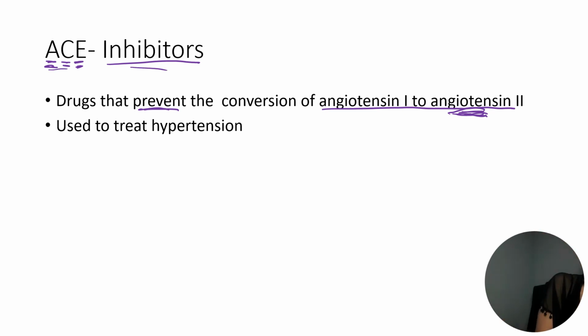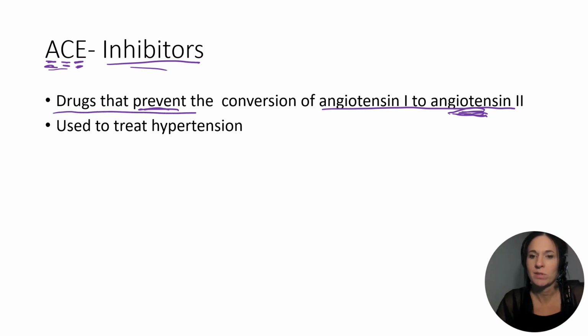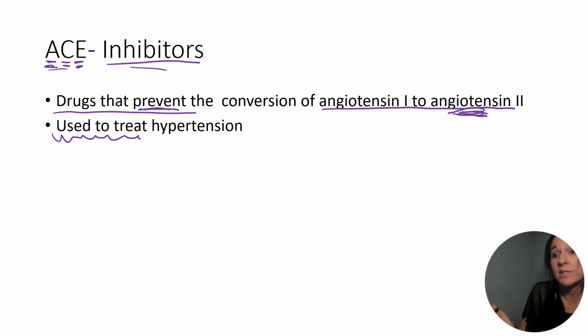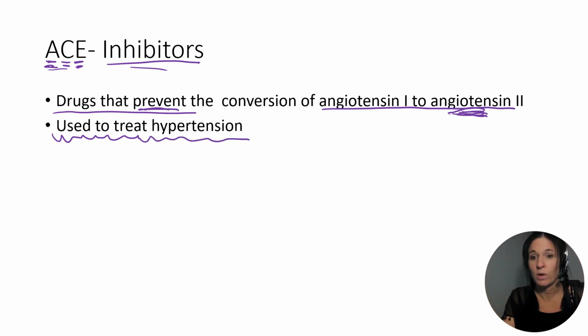So ACE inhibitors are drugs that prevent this conversion of angiotensin 1 into angiotensin 2, which can prevent an increase in blood pressure. Lisinopril is an example of an ACE inhibitor, a blood pressure medication used to treat hypertension, or high blood pressure.